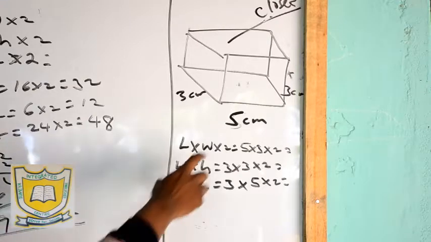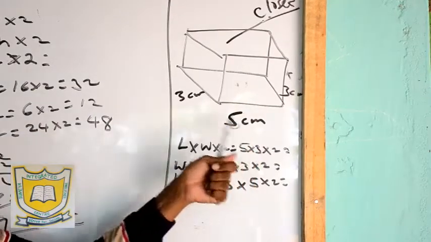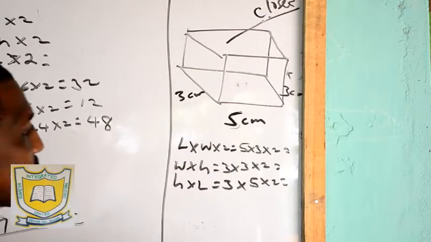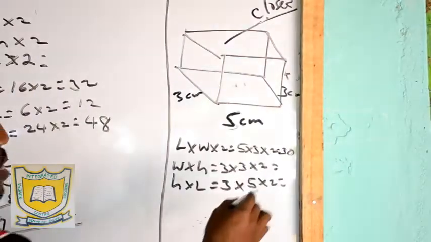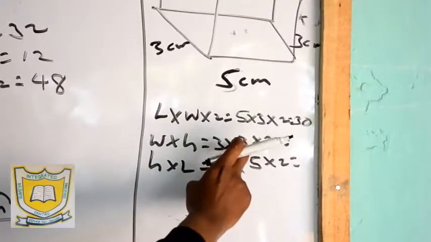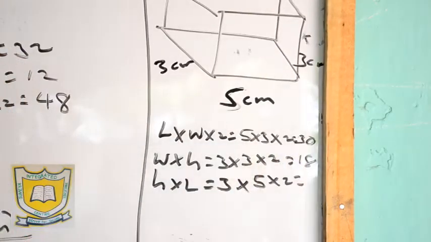So length times width times 2. Length, which is 5 times 3, is 15. 15 times 2 is 30. So that layer is 30 centimeter. Then the other one is 3 times 3 is 9. 9 times 2 is 18.